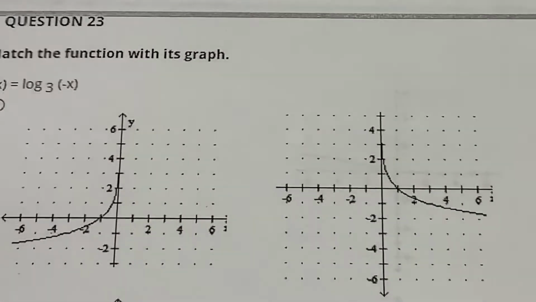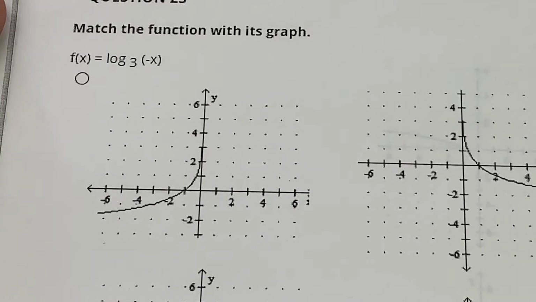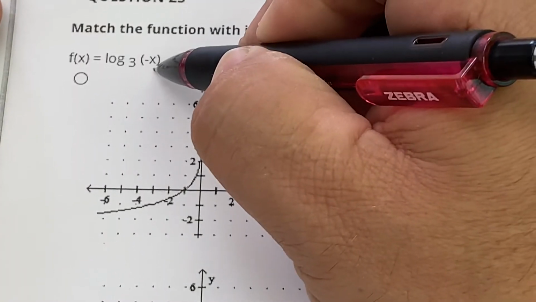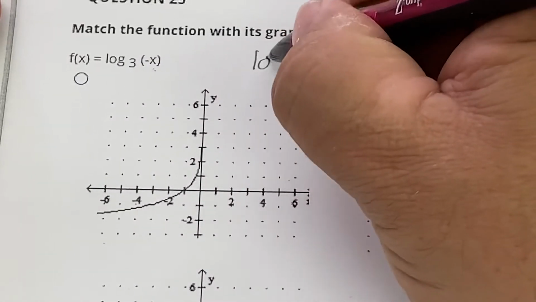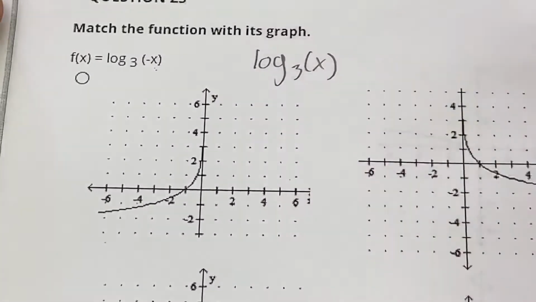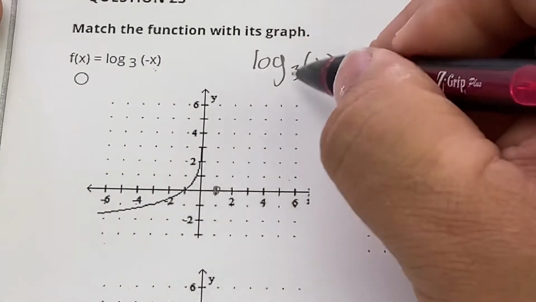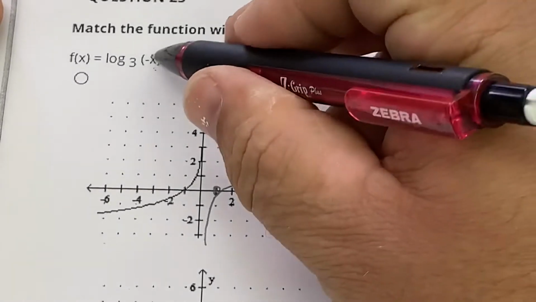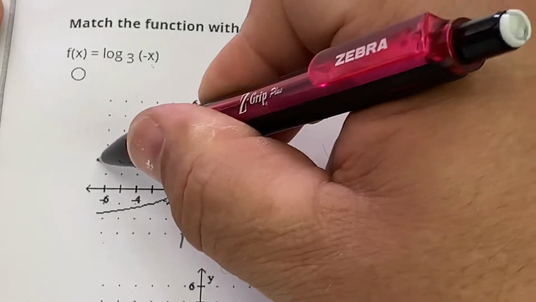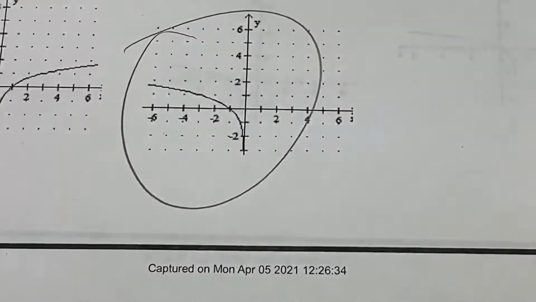Number 23. Log base 3 of negative x. Now when the x is negative inside, it's going to flip it around the y-axis. So I'm going to graph log base 3 of x. That would go through (1, 0). The 3 would go through 1, 2, 3, 1, and it would grow like this. So when that's negative, it's going to flip it over on that side. And it's this choice.